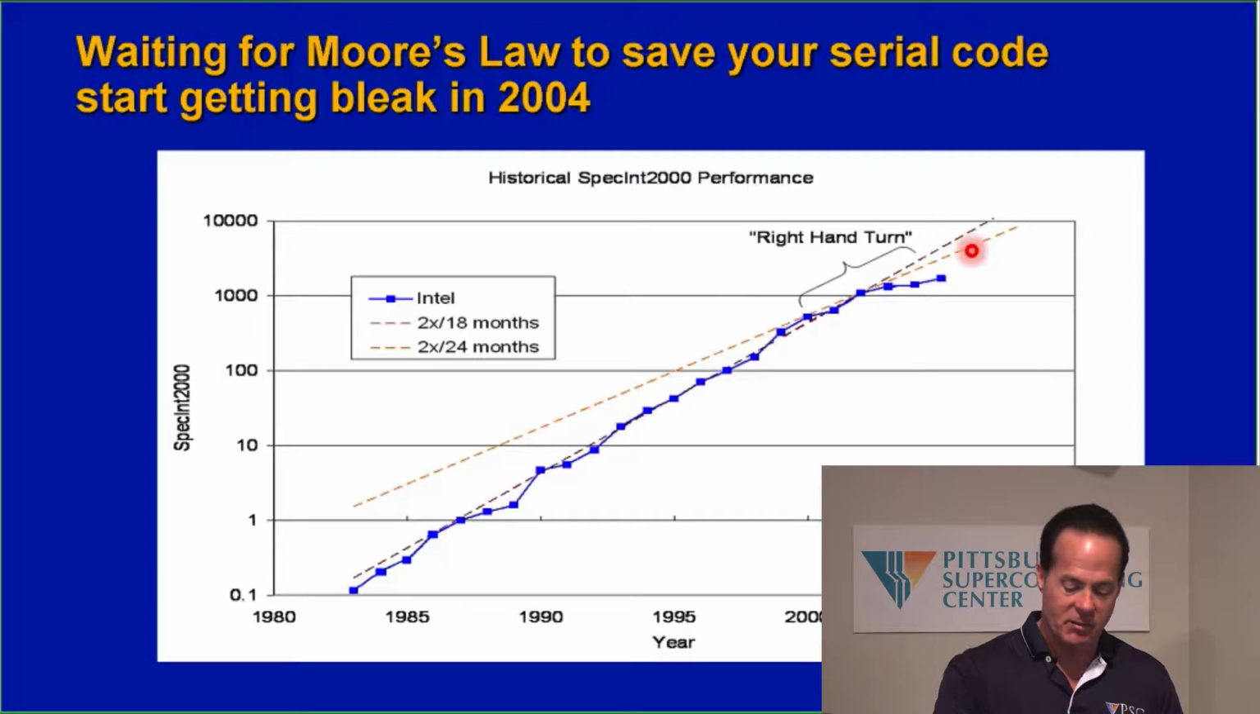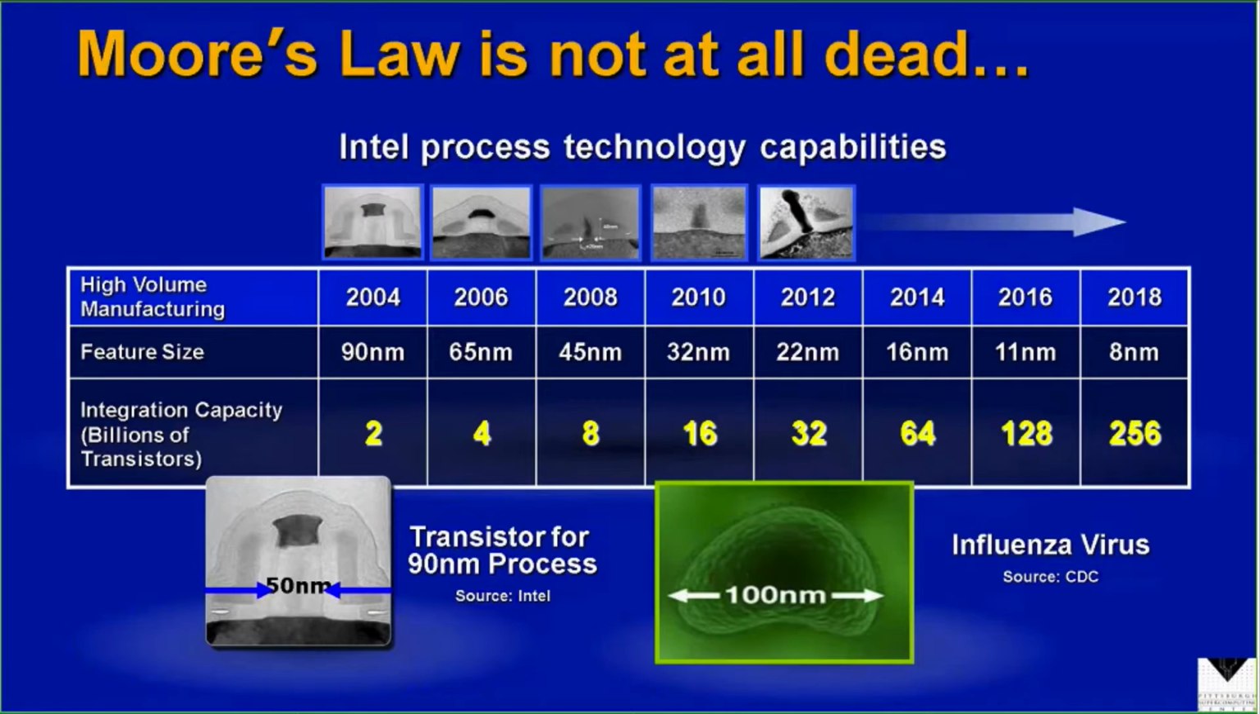So what has happened that's caused this plateau? How does this involve you as programmers? How is this related to OpenACC?